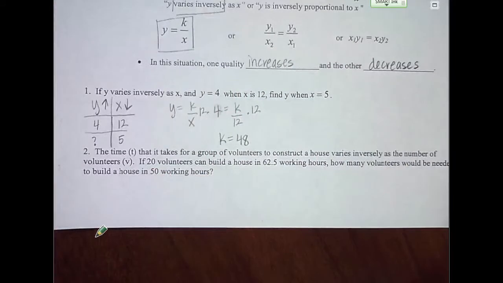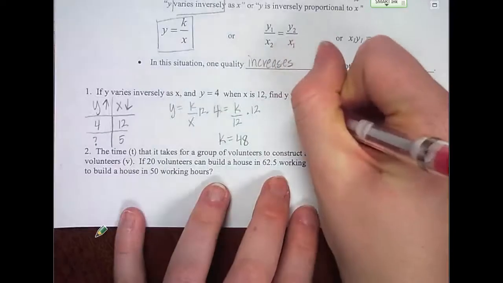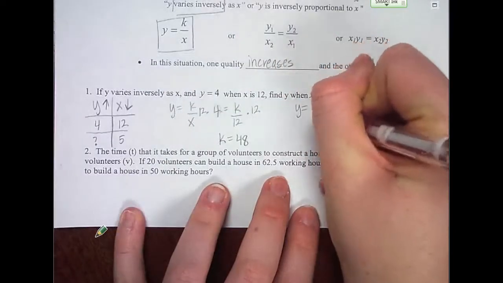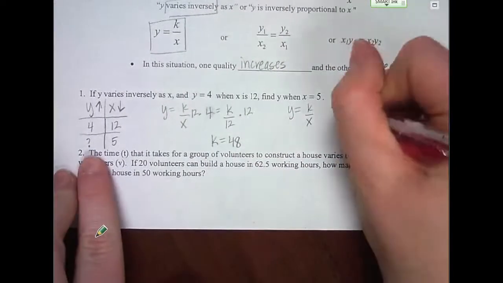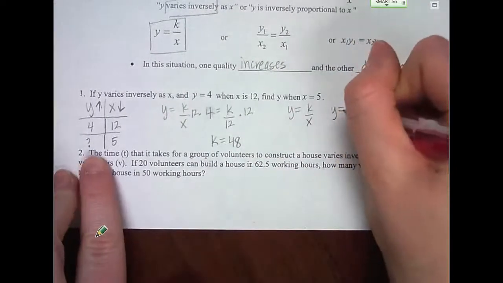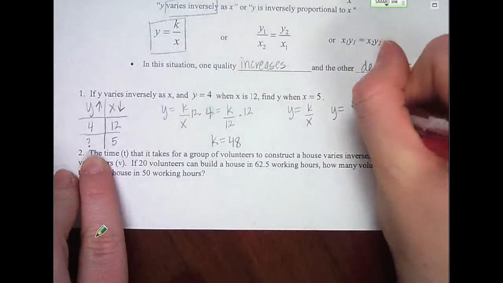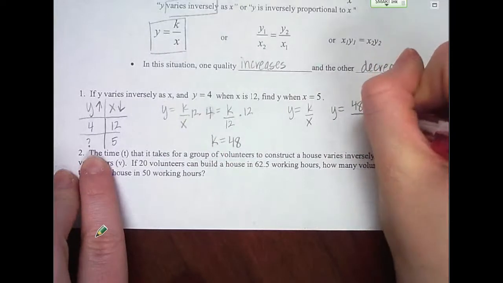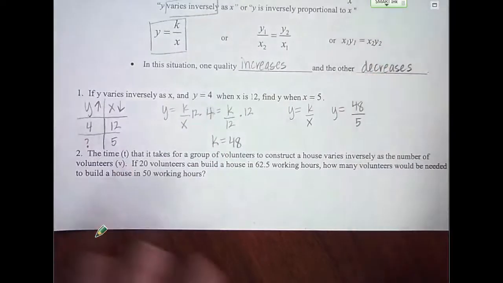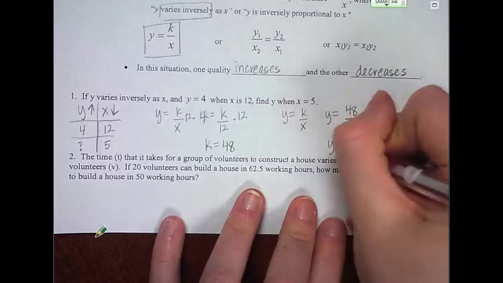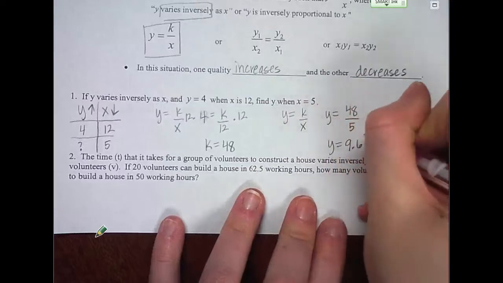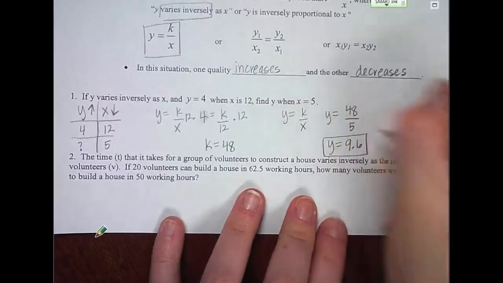Then we're going to take that k and use it to find what the y equals. So we have the same equation, y equals k over x. So now here we don't know what y is, so we're going to leave that as y. But now we just found that k was 48 over x is 5. And if you divide that, you should get y is 9.6.